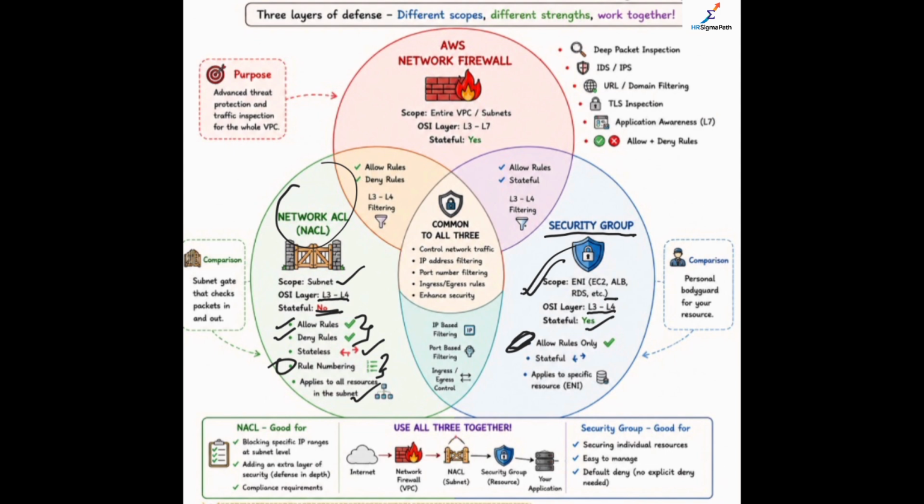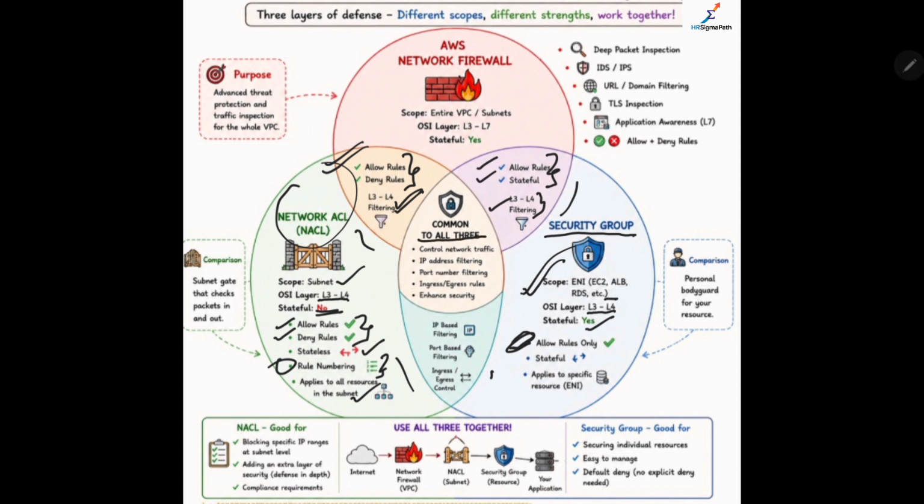Now notice where the circles overlap. These overlapping areas represent the capabilities shared between two services. For example, Network Firewall and Network ACL both support allow rules, deny rules, and layer 3 and layer 4 filtering. Network Firewall and security groups both support allow rules, stateful connections, and layer 3 and layer 4 filtering. These shared areas help us understand why the services sometimes appear similar even though they protect different parts of the AWS network.